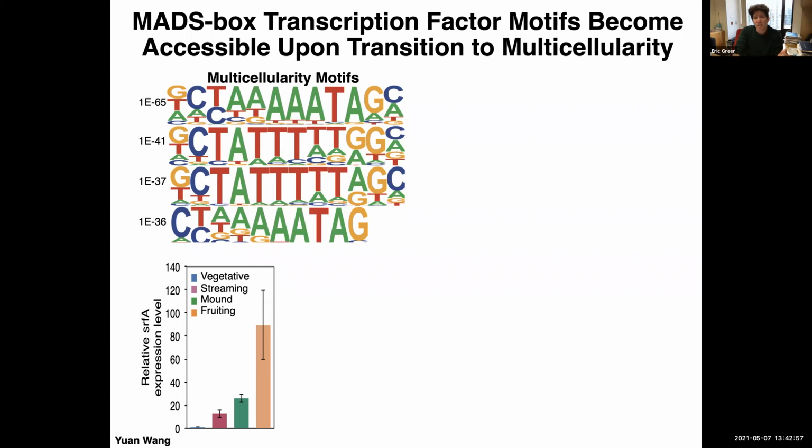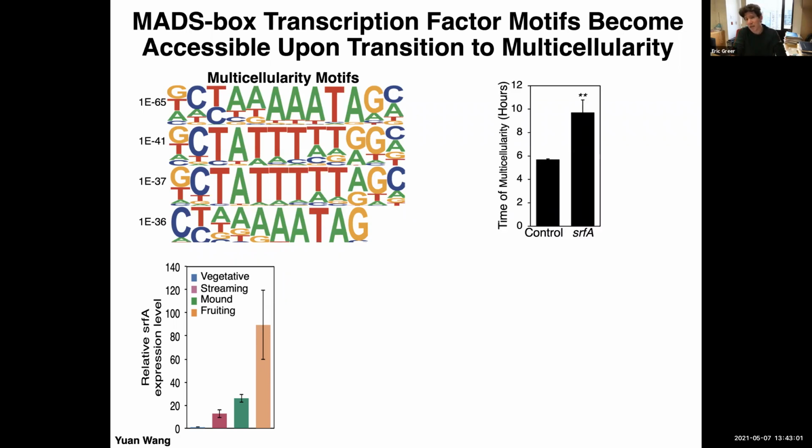So to test this, we obtained a genetic null mutant of SRFA, and we measured the time that it took this mutant to achieve multicellularity. And what we found was that SRFA deletion did indeed slow the timing of multicellularity. However, in the exact same way that we tested the chemicals to see if they affected other properties of the Dictyostelium, we also wanted to see if SRFA was really specific for multicellularity or if it was just generally making the Dictyostelium sick.